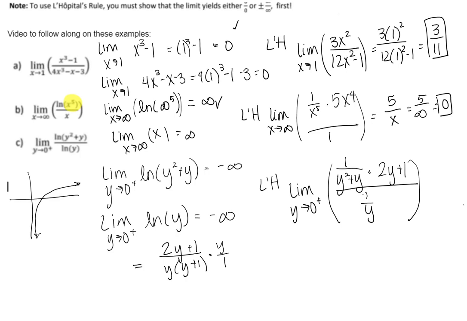So instead of dividing by that fraction, I multiply by its reciprocal. Those y's are going to cancel out, and I get 2y plus 1 over y plus 1. When I substitute 0, I get 1 over 1, which is 1. And we are good to go.